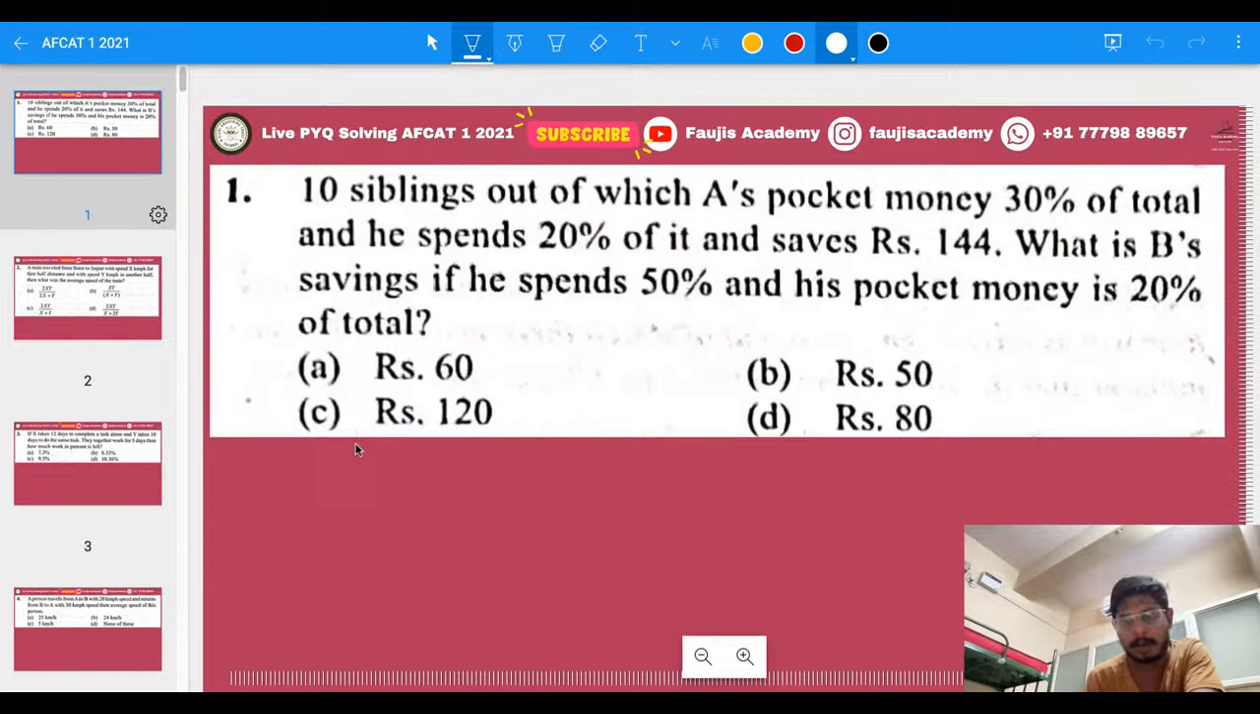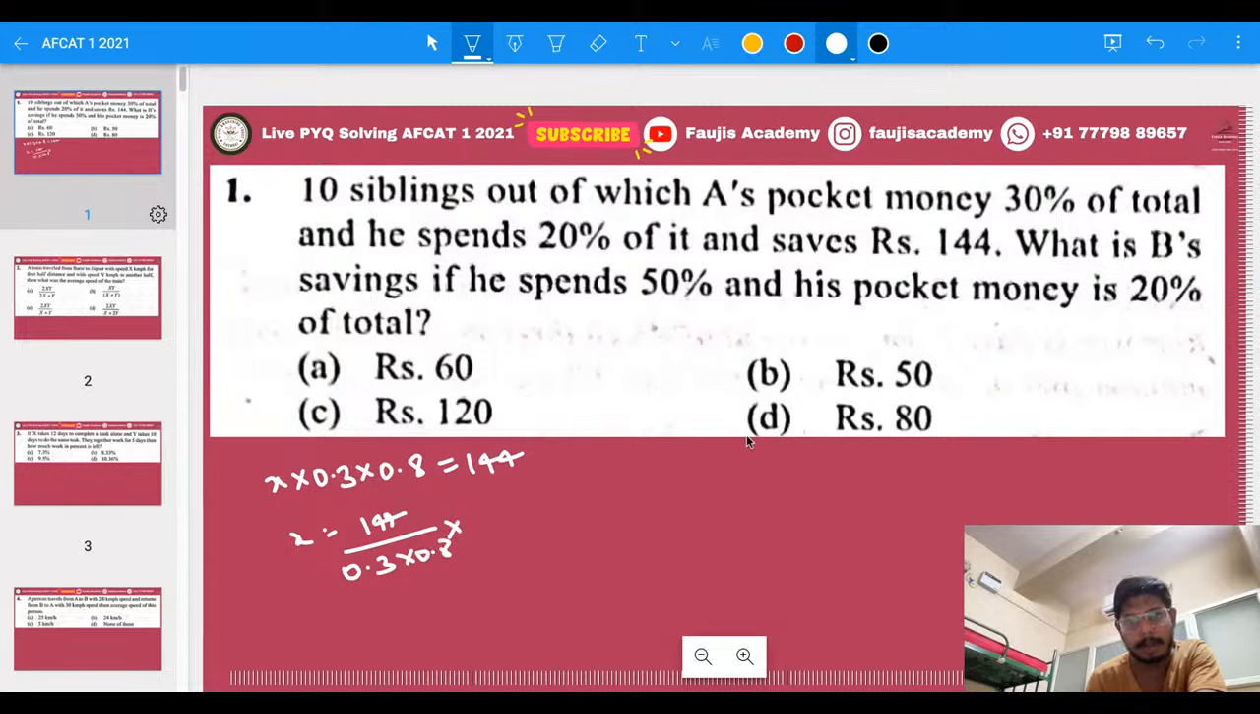There are 10 siblings, out of which A's pocket money is 30%. So we are assuming that X is the total pocket money, out of which 0.3 is his share, and he spends 20%, which means 0.8 he saves, right? 1 minus 0.2, which is equal to 144. That means X is equal to 144 divided by 0.3 into 0.8.